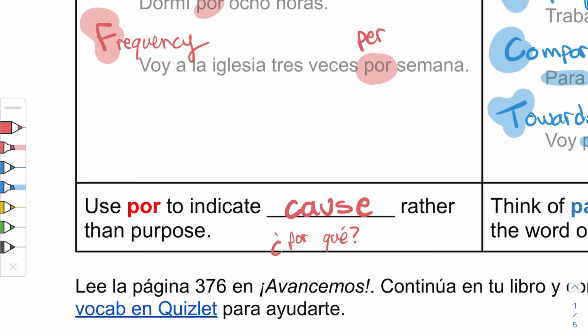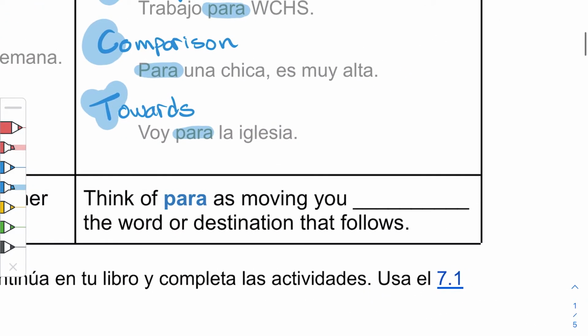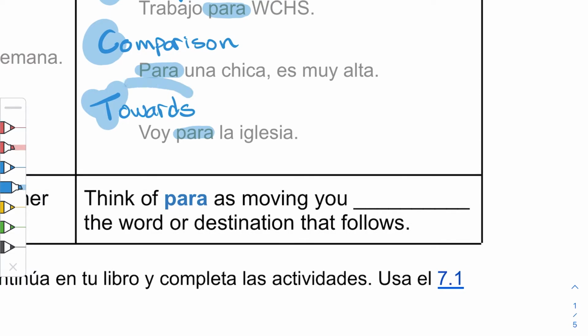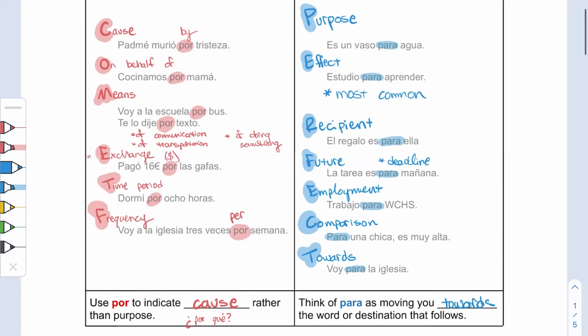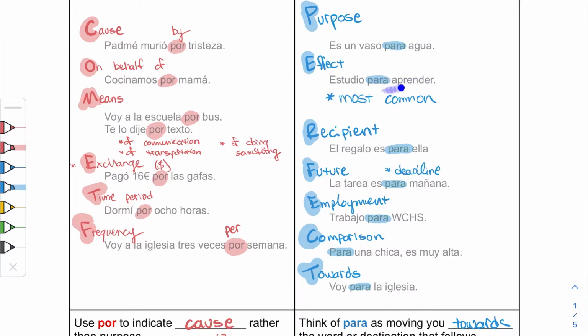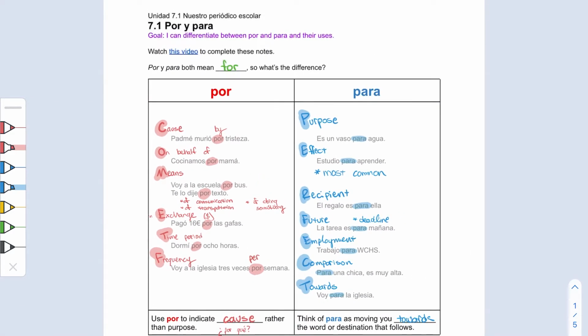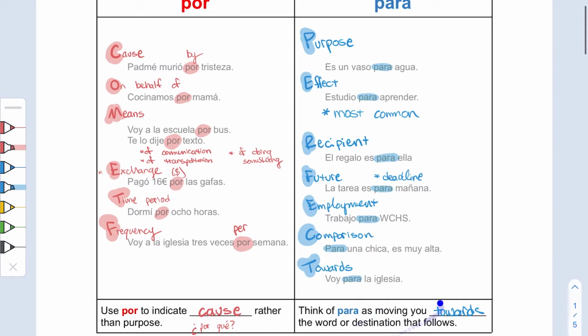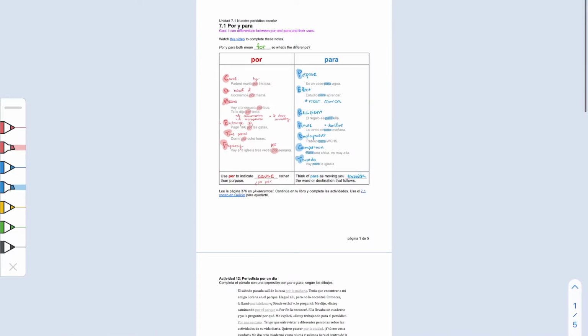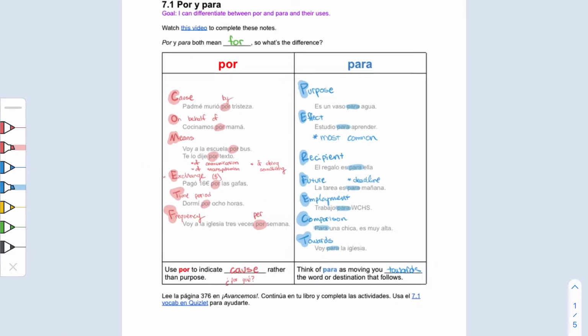Rather than the purpose. If you're going to think of para, you can think of it moving you towards whatever you're going to do, for like some end. Yo estudio para aprender. The purpose of this vase is water. I'm going towards church. That kind of thing. Okay, so para is towards, por is cause, if that helps you with the difference. Right? So that's just kind of these guys in a nutshell.